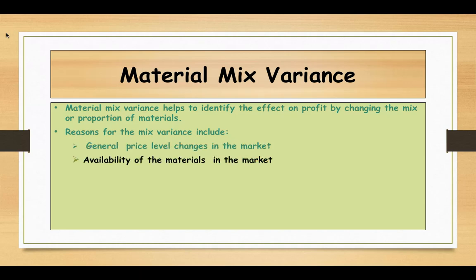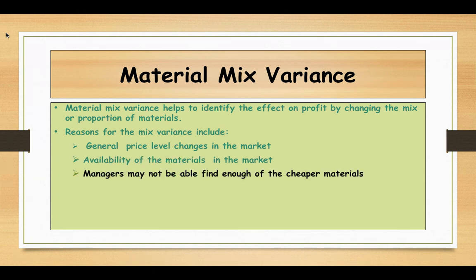The second possible reason, the availability of the materials in the market. Depending on the availability or supply of the materials, managers have to use either cheap or expensive ones. Managers may not be able to find enough of the cheaper materials. Then obviously they have to use more of the expensive materials proportion.